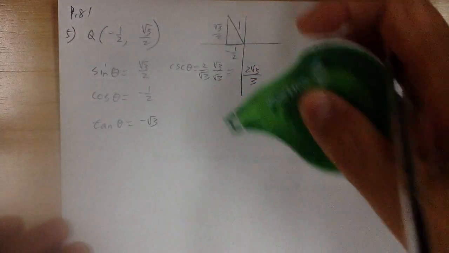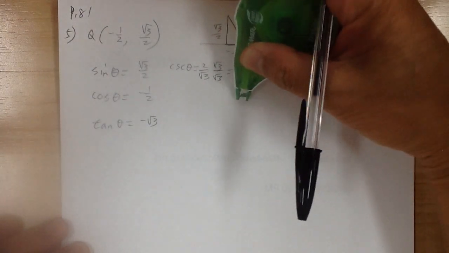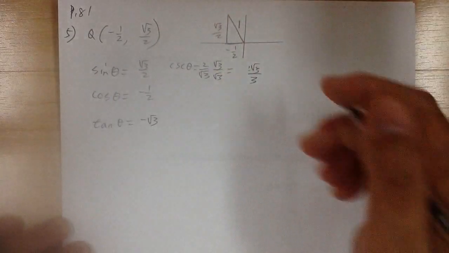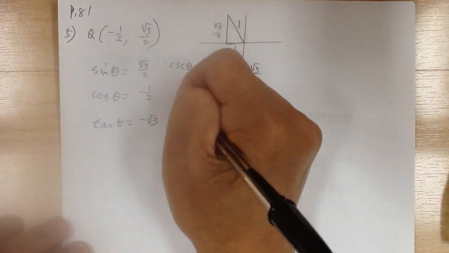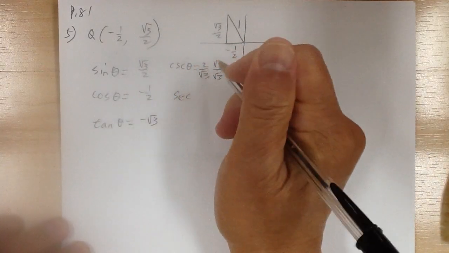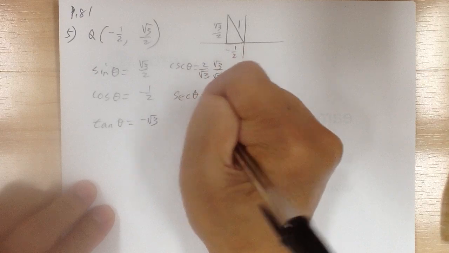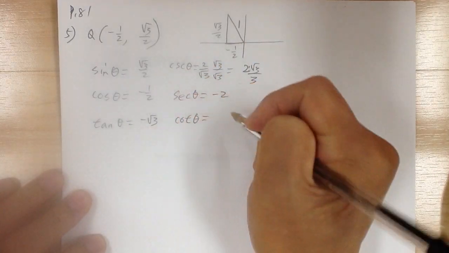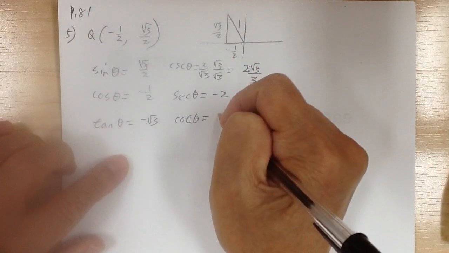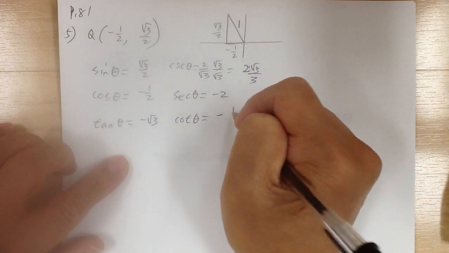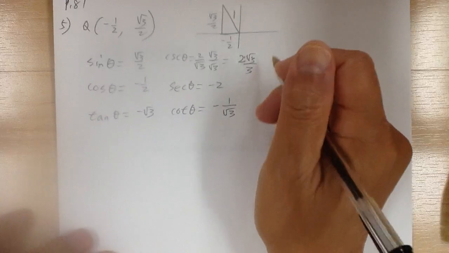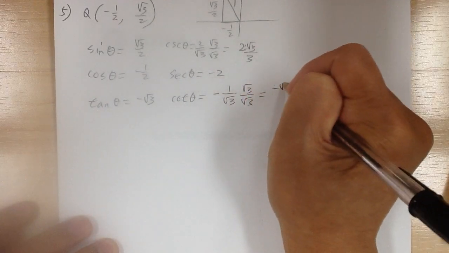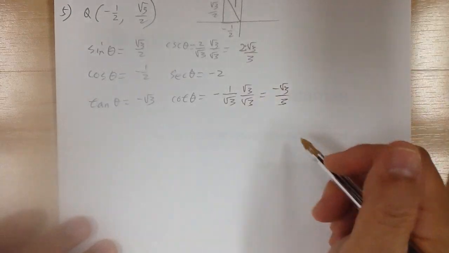Okay, let's get rid of this line. There we go. Okay, and secant, you flip this over, so it would be negative 2. And cotangent theta, you flip this over, you're going to get negative 1 over square root of 3. And then you simplify, so you get negative square root of 3 over 3.